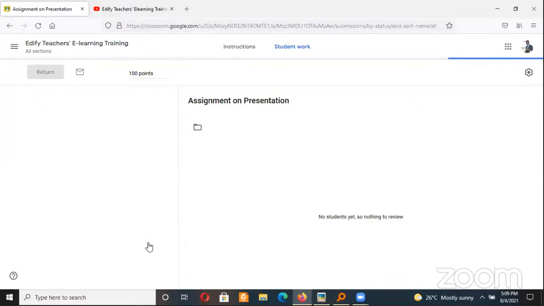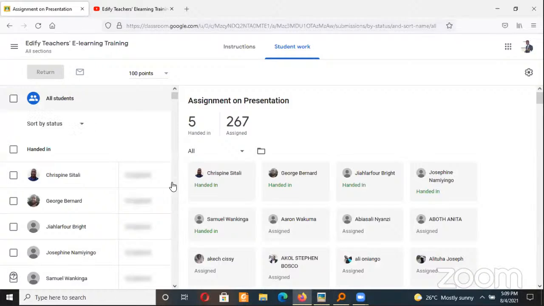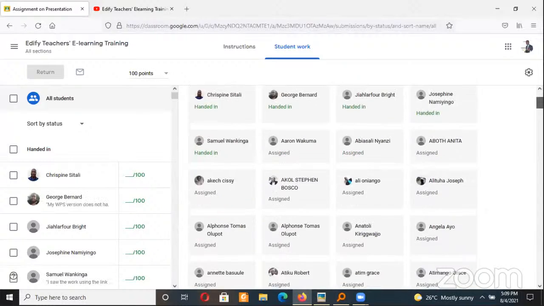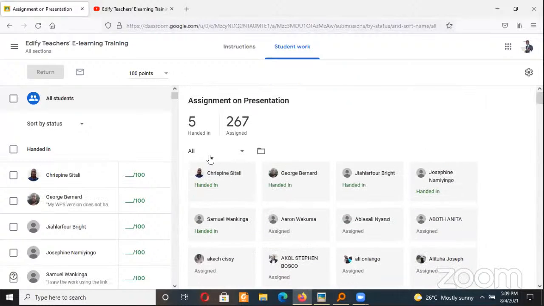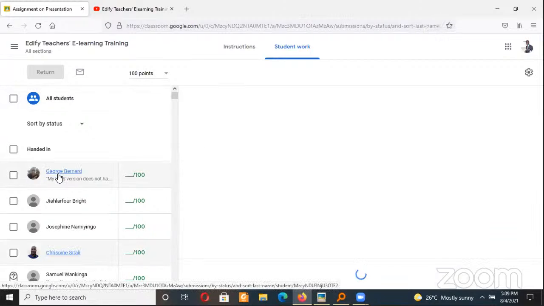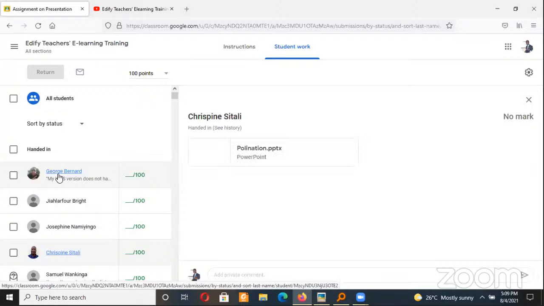There are some teachers here who have handed in, and only 5 have handed in. So it is still on. If you have not yet handed in, you can still work on it after and hand in.